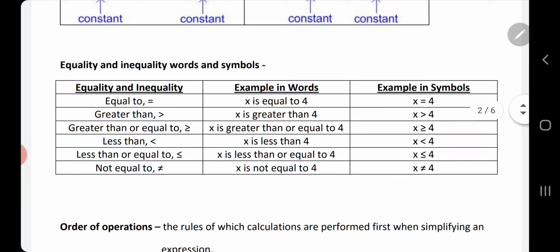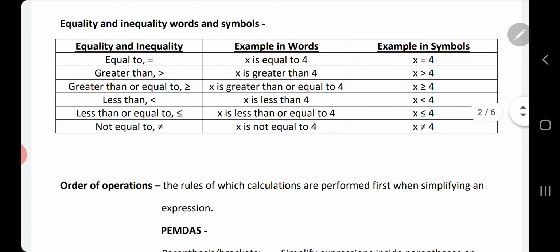Equality and inequality words and symbols. Let's make sure we understand. Equal to is represented with this equal sign right there. That's a symbol. So in words, we say x is equal to 4. How it looks in symbols is x equals 4. Greater than, well, we have this little alligator mouth opening up. X is greater than 4 in words. Symbolically, it's x is greater than 4.